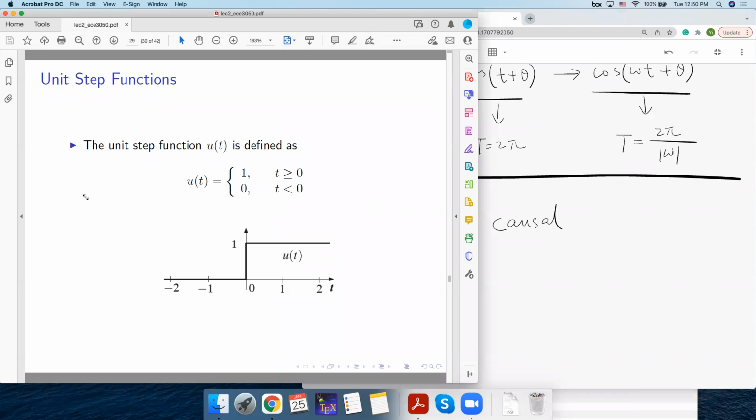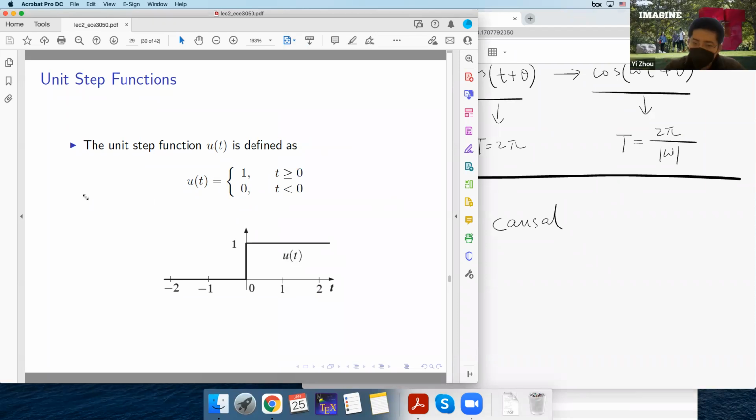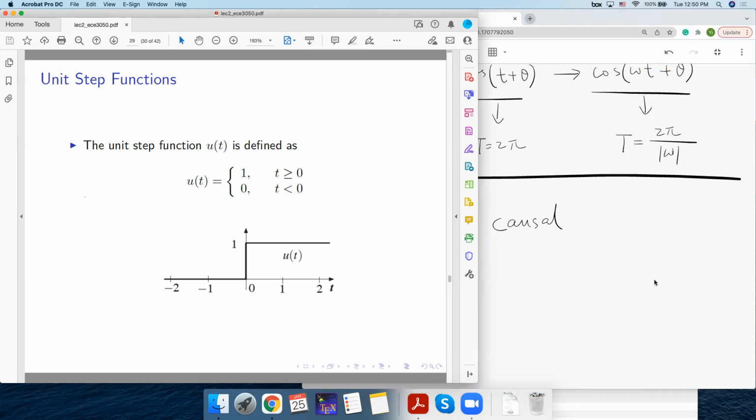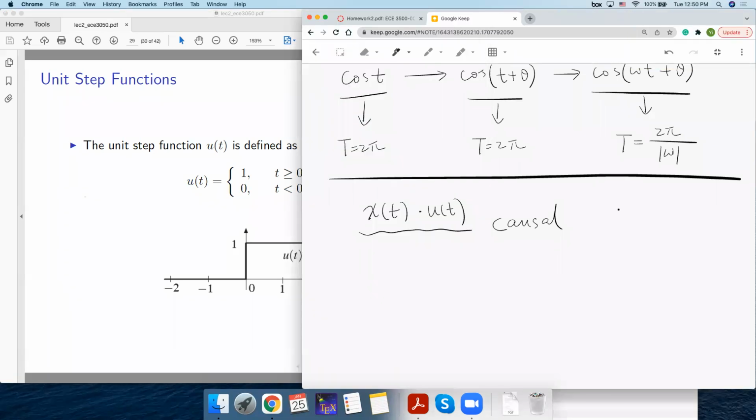Can you repeat that? Sorry, you need to repeat this. Yeah, can you repeat how it creates a causal signal? I don't quite see it.